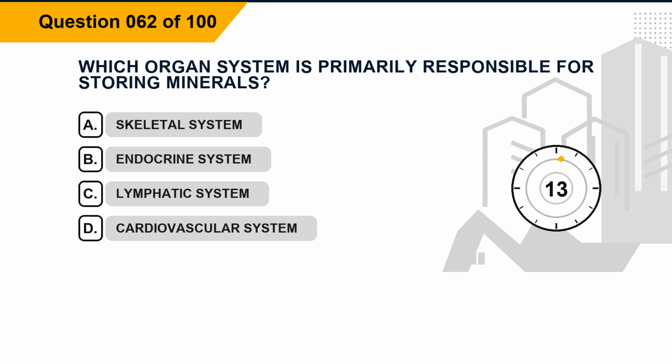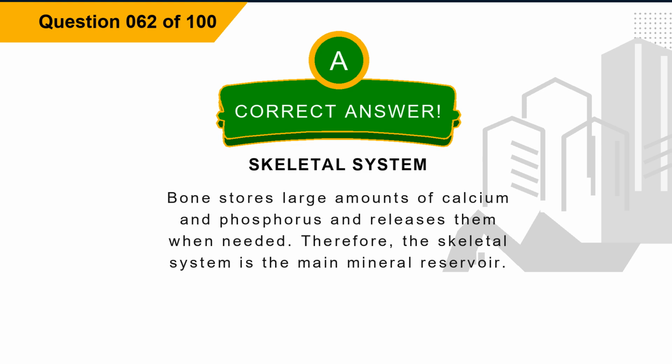Question 62. Which organ system is primarily responsible for storing minerals? Option A, skeletal system. Option B, endocrine system. Option C, lymphatic system. Option D, cardiovascular system. The correct answer is option A, skeletal system.